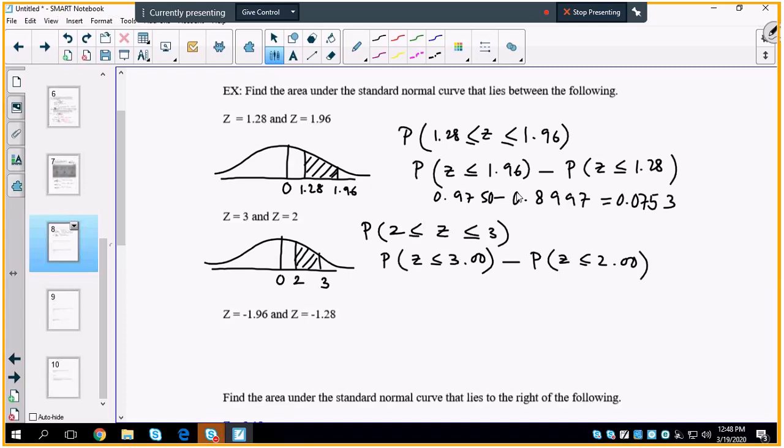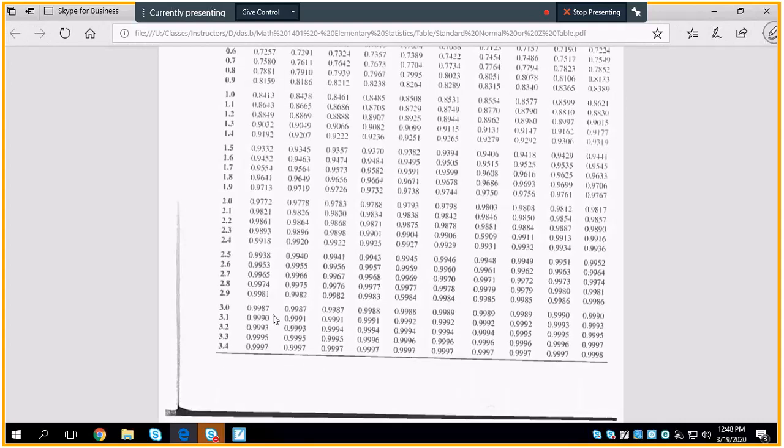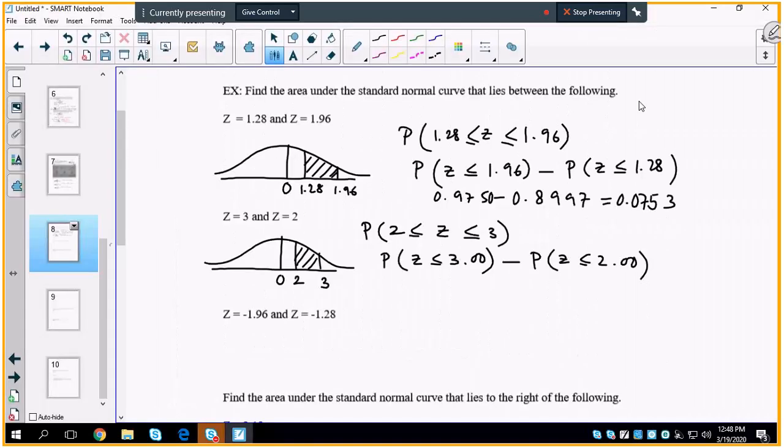So I'm going to look for the row 3 and the row 2, column 0.00 for both of them. Let's do 3. It's 0.9987 and 2 is 0.9772. So I get 0.9987 minus 0.9772. And then I do the subtraction. 7 minus 2 is 5. 8 minus 7 is 1. 9 minus 7 is 2. 9 minus 9 is 0. So it's 0.0215. When you do the subtraction, you get 0.0215.